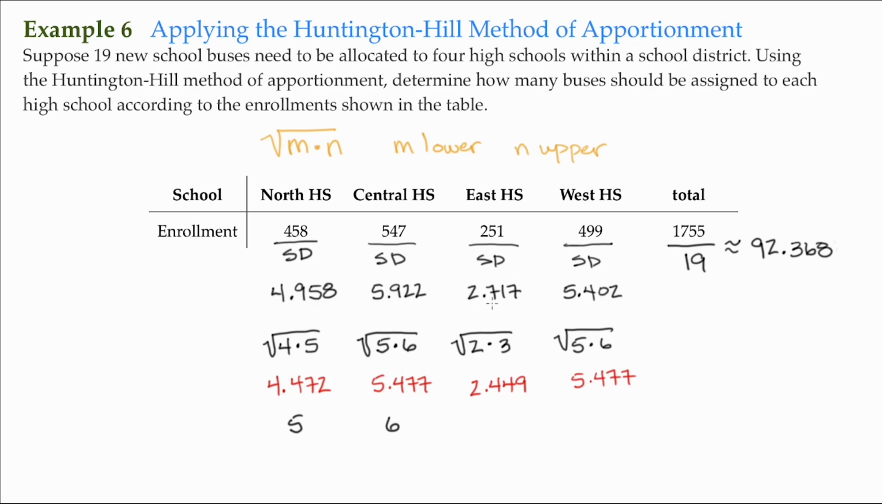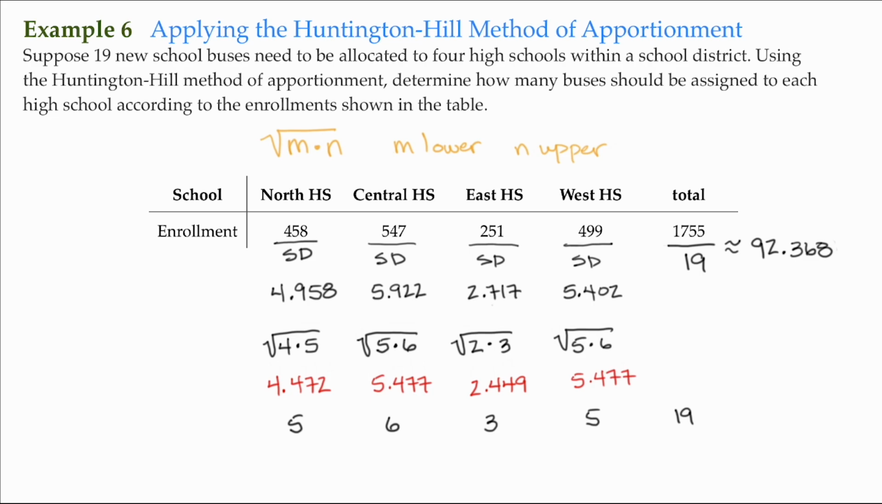The standard quota here is 2.717. Its geometric mean is 2.449. The standard quota is greater than its geometric mean, so we round this up to 3. And the standard quota here, 5.402, is less than 5.477, so we round the standard quota down to 5. 5 and 6 is 11, plus 3 more, that's 14, plus 5, that's 19. So all 19 of the buses were allotted according to their apportionment here.